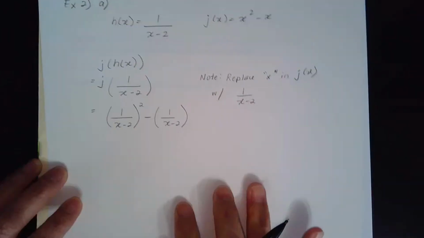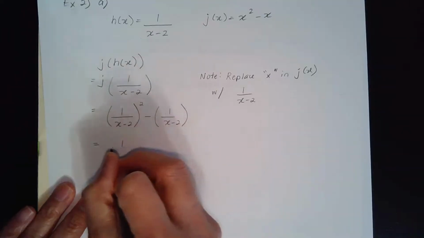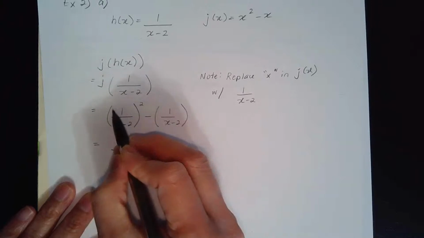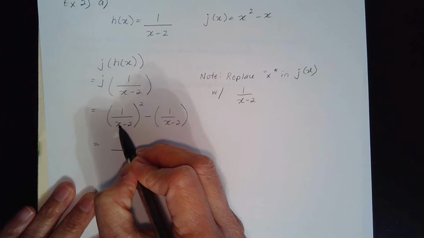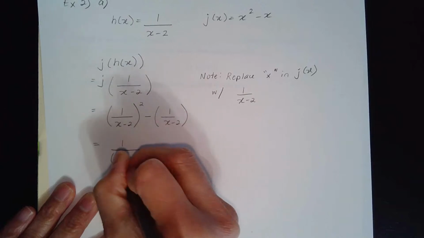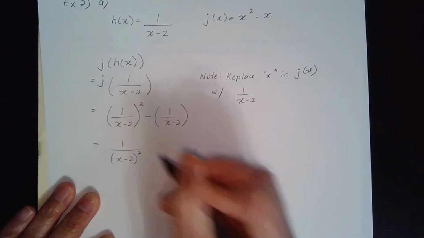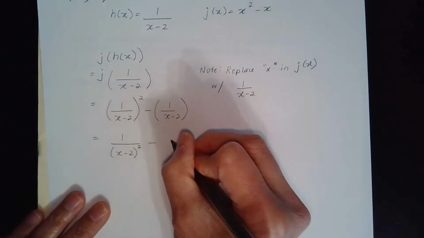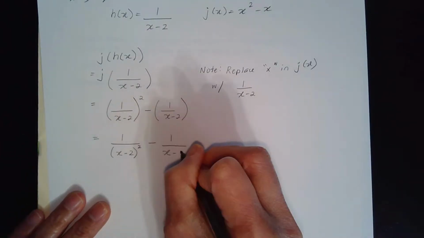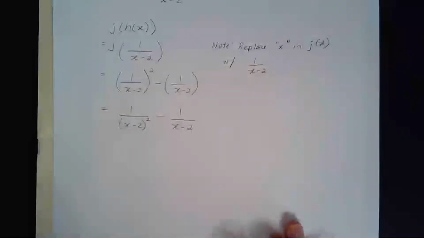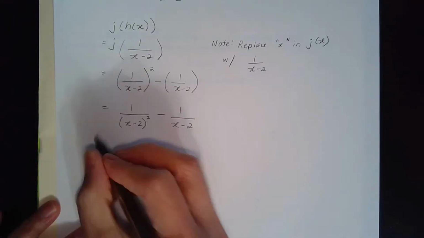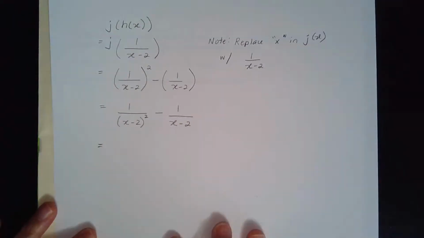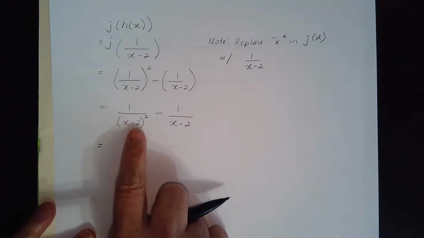To simplify that a little further, if I square everything inside the bracket, 1 squared is just 1, and x minus 2 squared is x minus 2 all squared. And this is minus 1 over x minus 2. We have rational expressions here, so we can simplify. If you want, we can certainly simplify this further, so let's go ahead and do that.